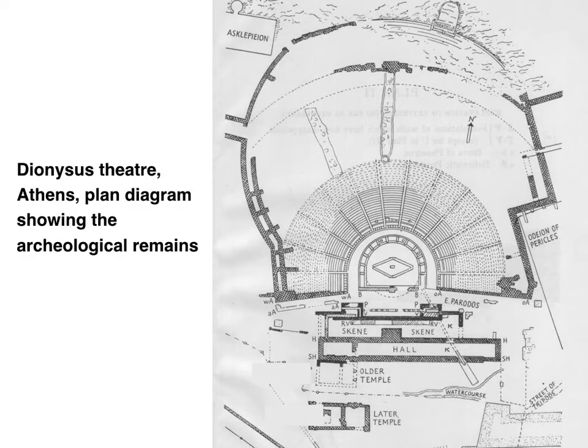This is a sketch plan of the archaeological remains of the Athenian theatre of Dionysius. Over time, the original shrine and stage were added to, so they are hard to make out in this plan. The two most important additions were, first, the steps seating around the stage, known as the auditorium, and second, the wall behind it, known as the scene wall.